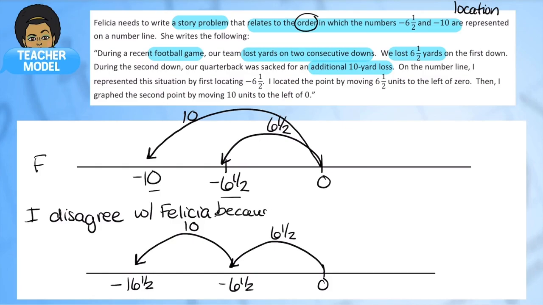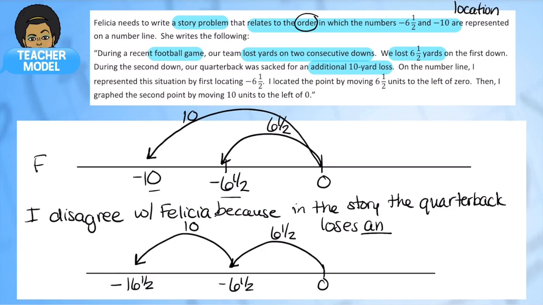So because in the story, the quarterback loses an additional 10 yards from -6.5. He's not starting the story again at 0.